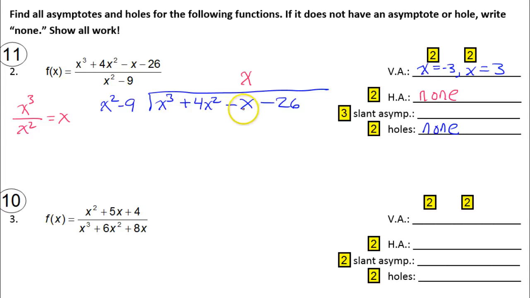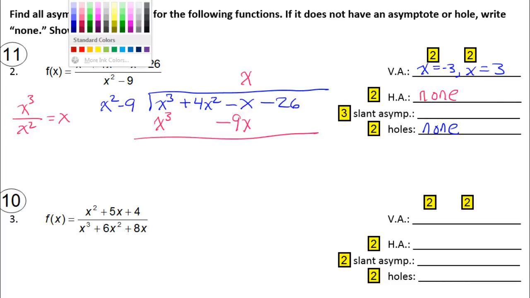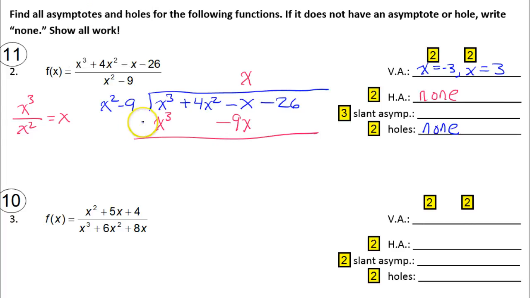I like to line up my like terms. Then you take that and multiply using the distributive property. So x times x squared is x to the third power. X times negative 9 is negative 9x. Again, line up your like terms. Then we will subtract by changing the sign. So I'm going to make this minus, I'll make this plus. Now I combine like terms, so these cancel out. 4x squared comes down. Negative 1x and positive 9x make positive 8x. And then down comes the negative 26.